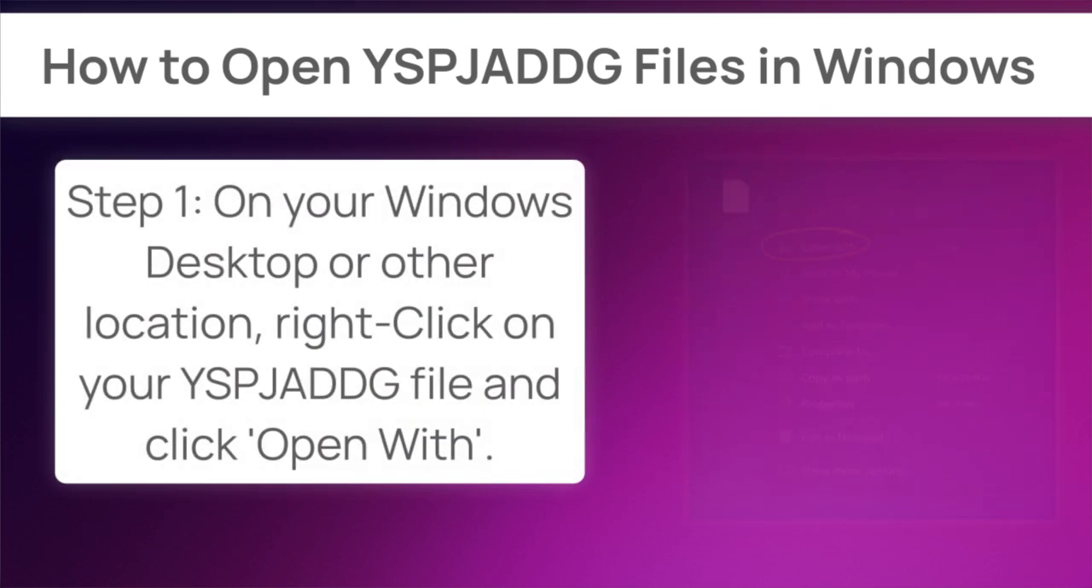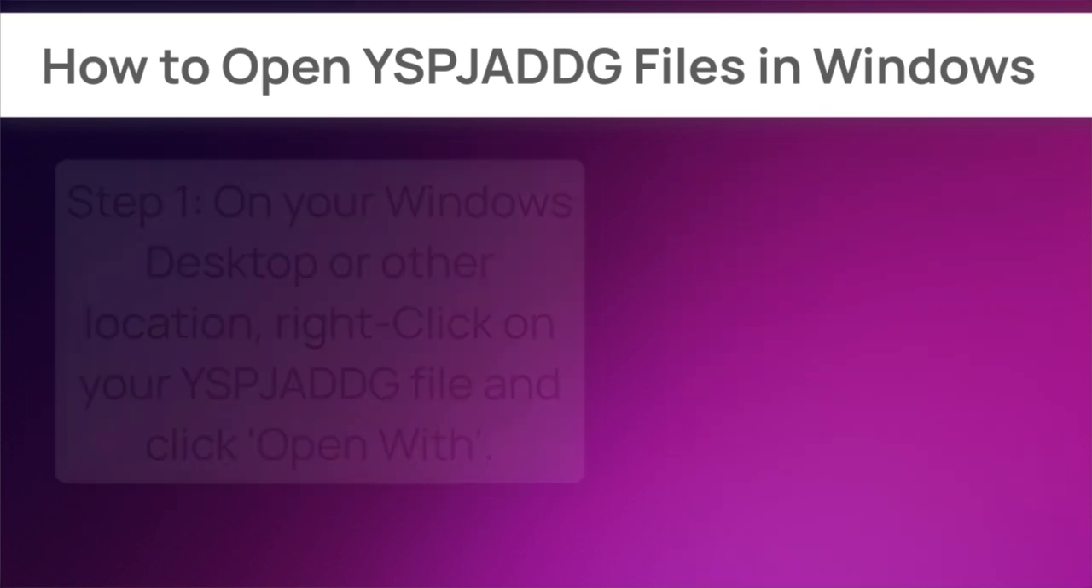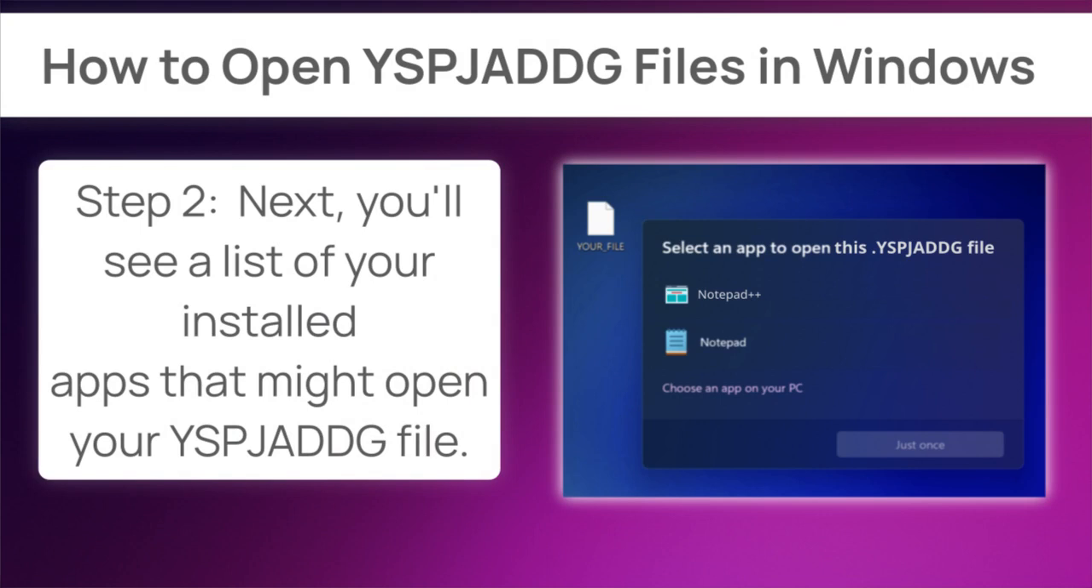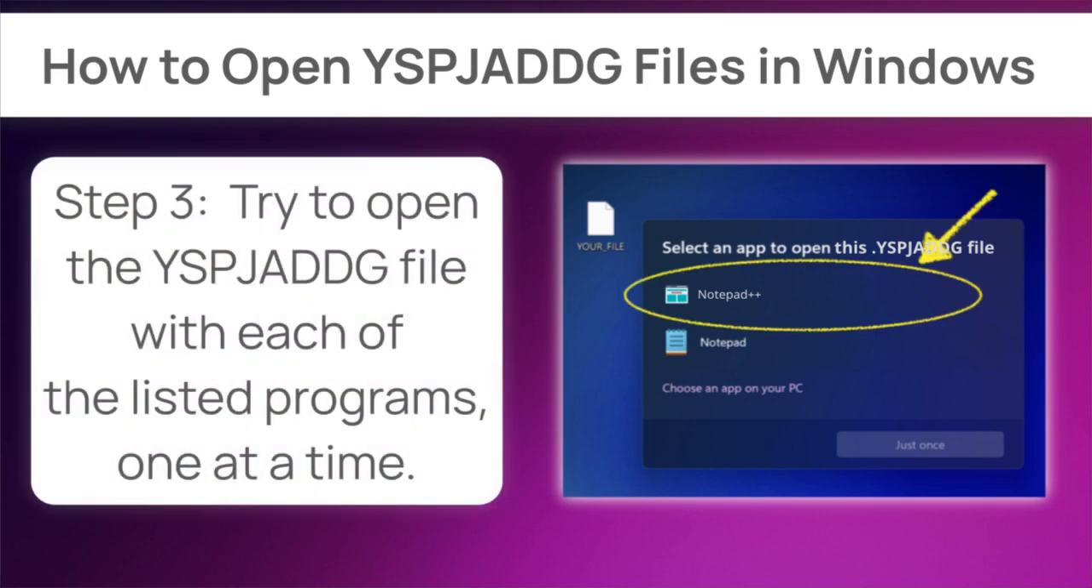Your first step to success: right-click the YSPJADDG file and choose Open With. If Notepad++ is installed, try it first. If you don't see it, pick a different tool. You might need to try a couple to find the ideal match.